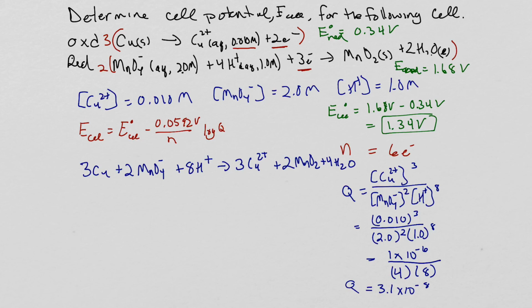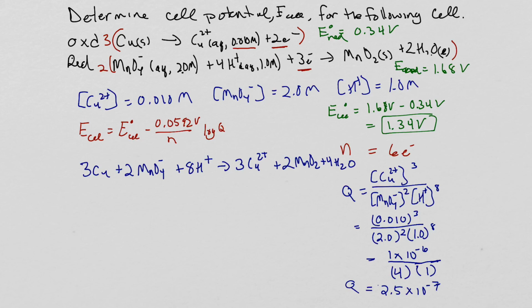Oh, whoops. Sorry about that. I'm not doing my math correctly here. Let me catch myself here. Of course, 1 to the 8th power equals 1, not 8. And so that means if I redo the math quickly here, we get 2.5 times 10 to the minus 7. That's better. Okay.